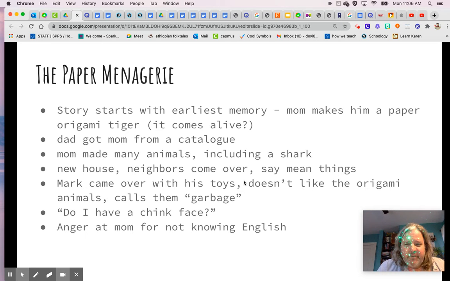Then a friend of his comes over and he thinks that these little origami things are just trash. He says, "Show me your toys." And the narrator shows him his origami, his little paper animals. And the guy says, "Ah, that's just garbage."